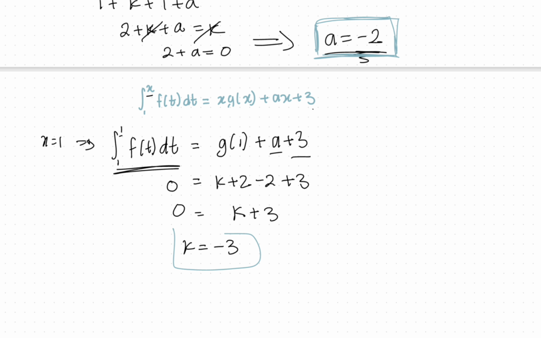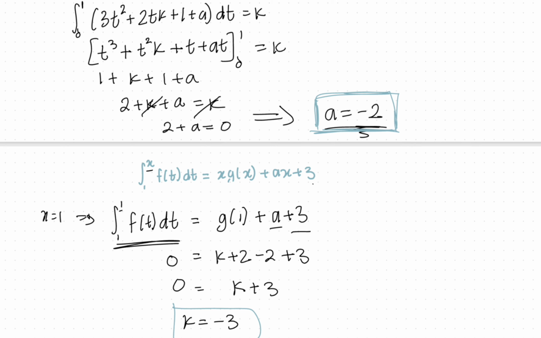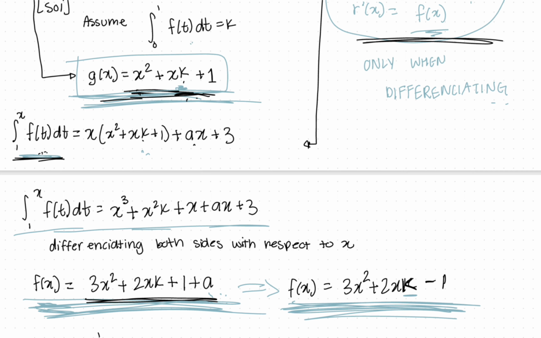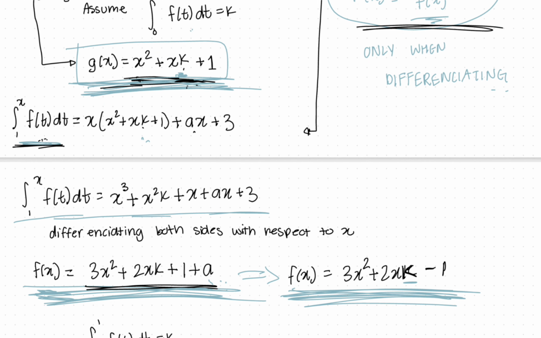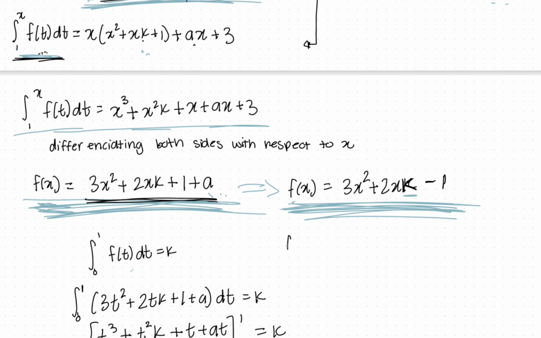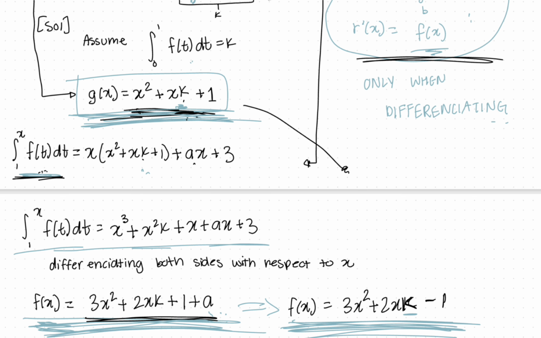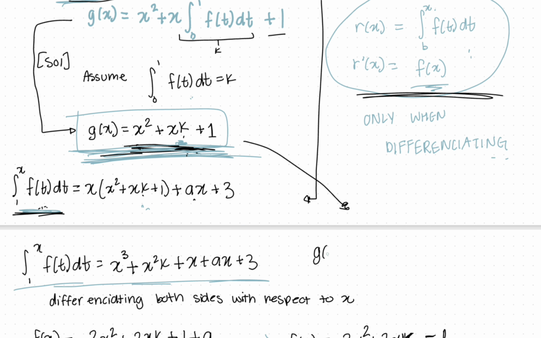So we found k, and we found a. Let's start replacing them in the equations we found. This was the f of x equation. This was the g of x equation. This is basically f of x is equal to 3x squared, k is -3, minus 6x minus 1. This is f of x. G of x is the same procedure. G of x is equal to x squared. Once again, k is minus 3, so minus 3x plus 1.